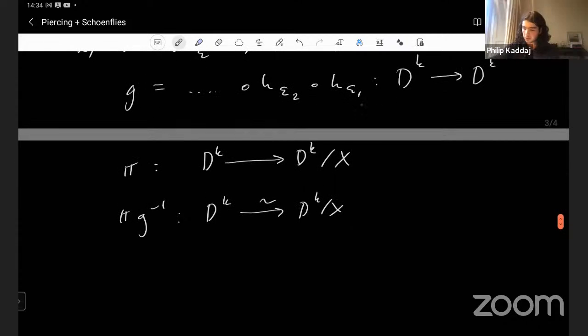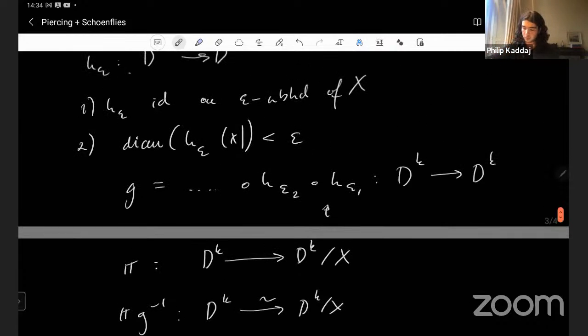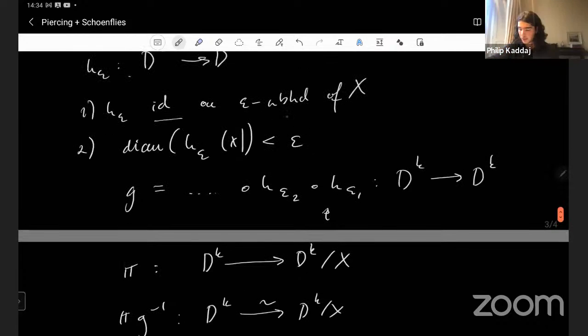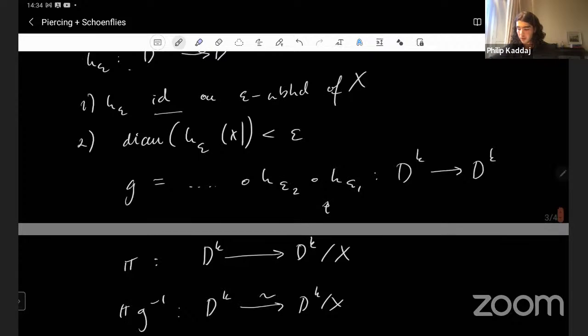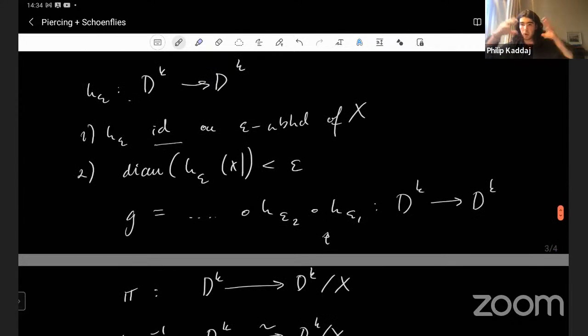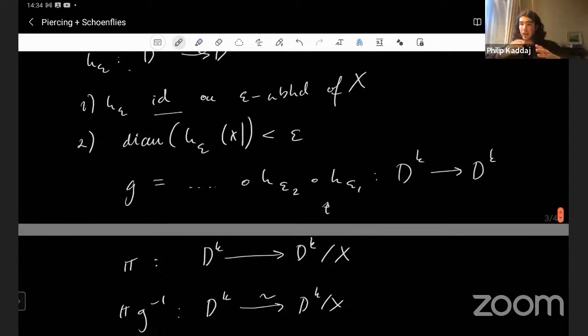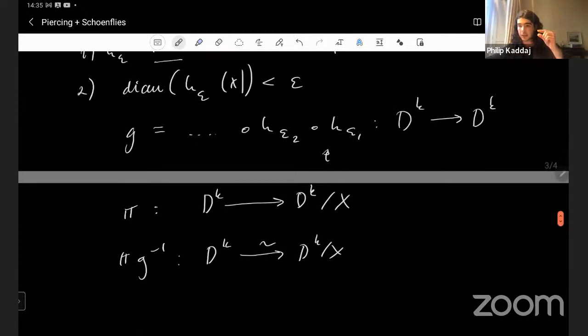Well, G. So it's injective everywhere apart from x. Do you agree? Because we chose it to be the identity on every epsilon neighborhood of x, and the diameter of x is less than epsilon. Everywhere else, the h epsilon were injective. So in the limit, it's injective everywhere apart from x. But we collapse x in the quotient.